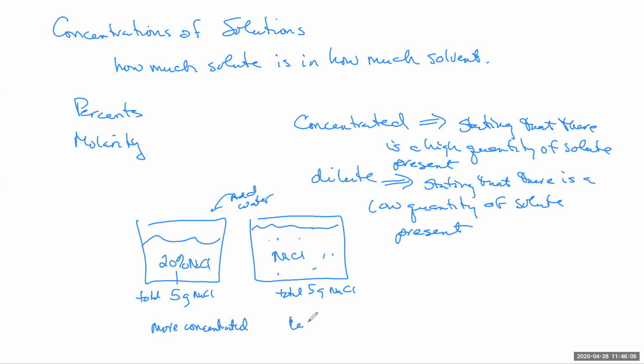This one would be less concentrated. Or you could say that this one is more dilute and this one is less dilute. Those are just some generic words, concentrated and dilute, that you might see. So let's get to the actual math of them.